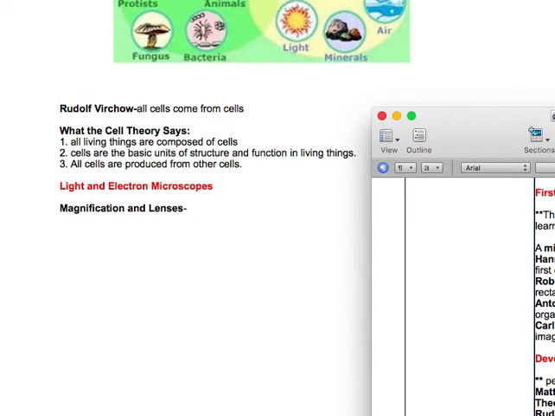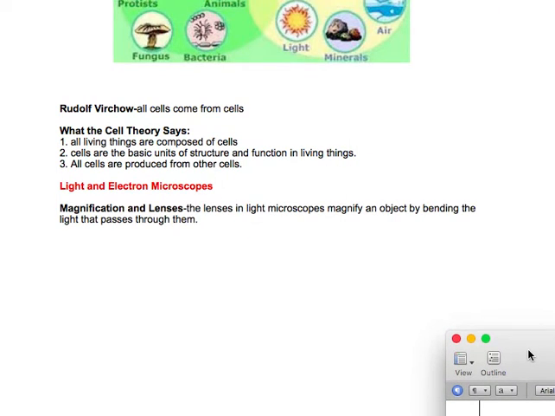So lenses in light microscopes magnify an object by bending the light that passes through them. You have a couple different kinds of lenses. Convex lenses are really thick in the middle and thin at the edges. Concave lenses cave in, so they're really thick at the edges and thin in the middle. Microscopes use convex lenses because those focus light in and make things look bigger than they really are.